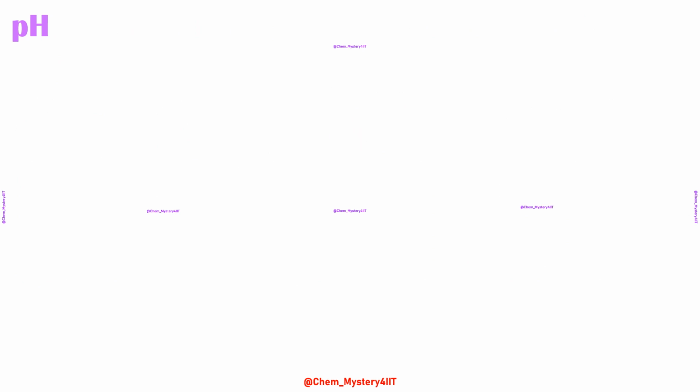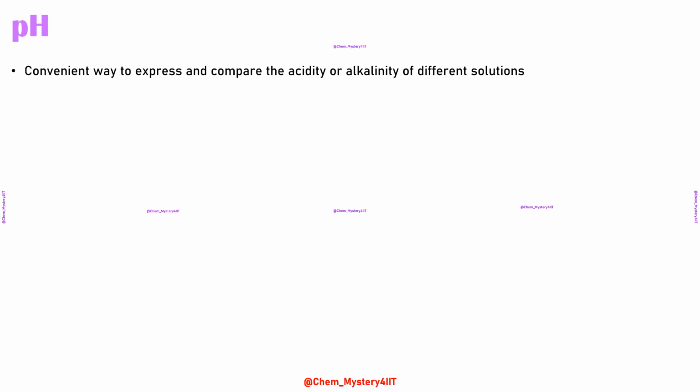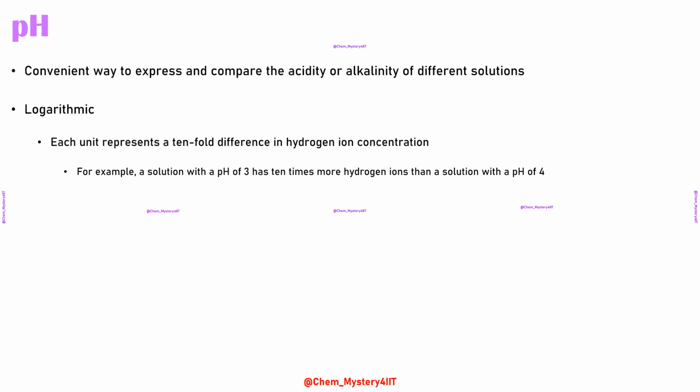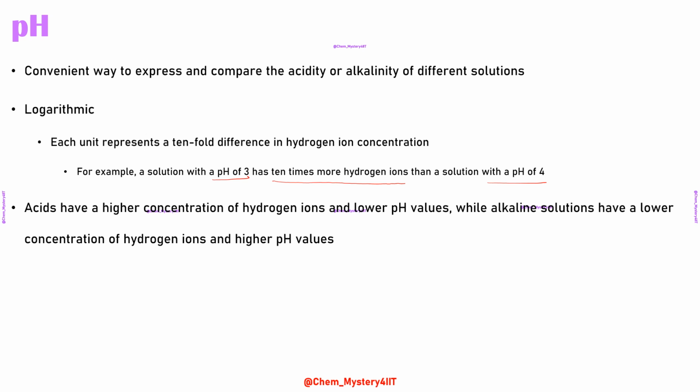Moving on, the value of pH is basically a logarithmic scale. It is important to note that when H plus ion concentration is changed by tenfold, then pH changes only by 1. So here is the example. A solution of pH 3 has 10 times more hydrogen ion concentration than a solution with pH equal to 4. Acids have relatively higher concentration of H plus ions, and bases have relatively higher concentration of OH minus ions. So bases have a higher value of pH, acids have a lower value of pH.